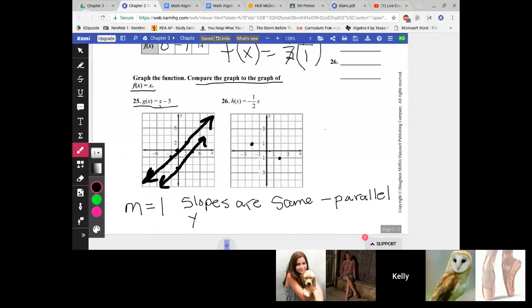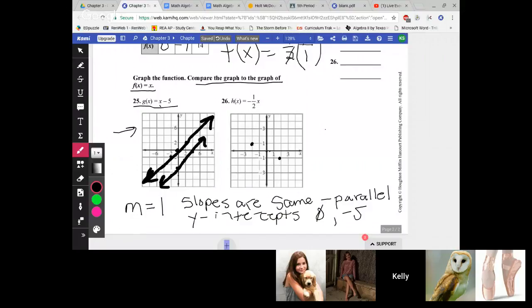The y-intercepts are different. One is 0, and the other is negative 5. And then you would draw them. So this is the comparison via drawing, and then these are some of the descriptions based on the equation. Slopes are the same, y-intercepts are different. One is 0, one is negative 5. Does that make sense, Tessa? Yeah.